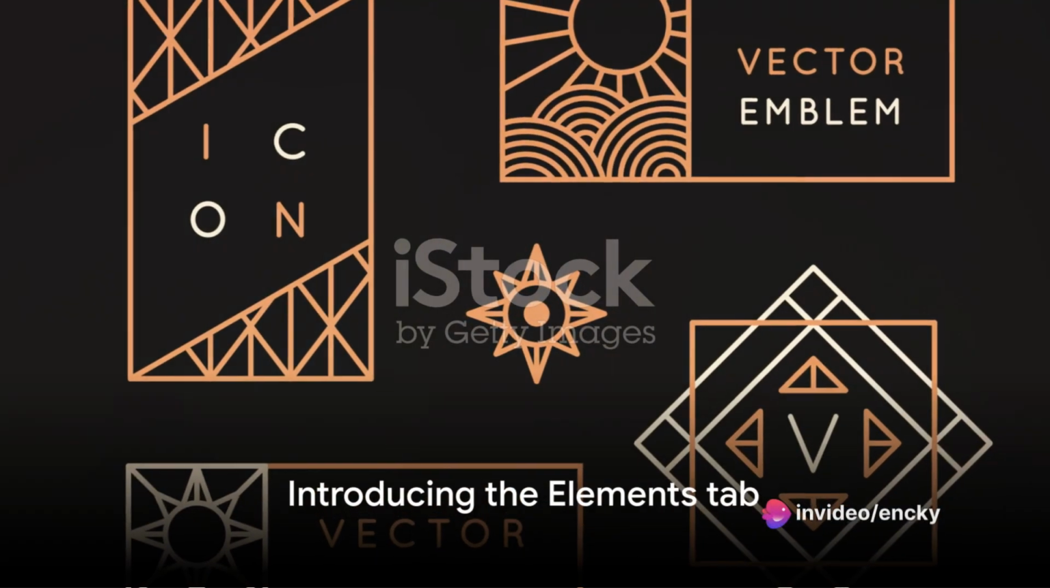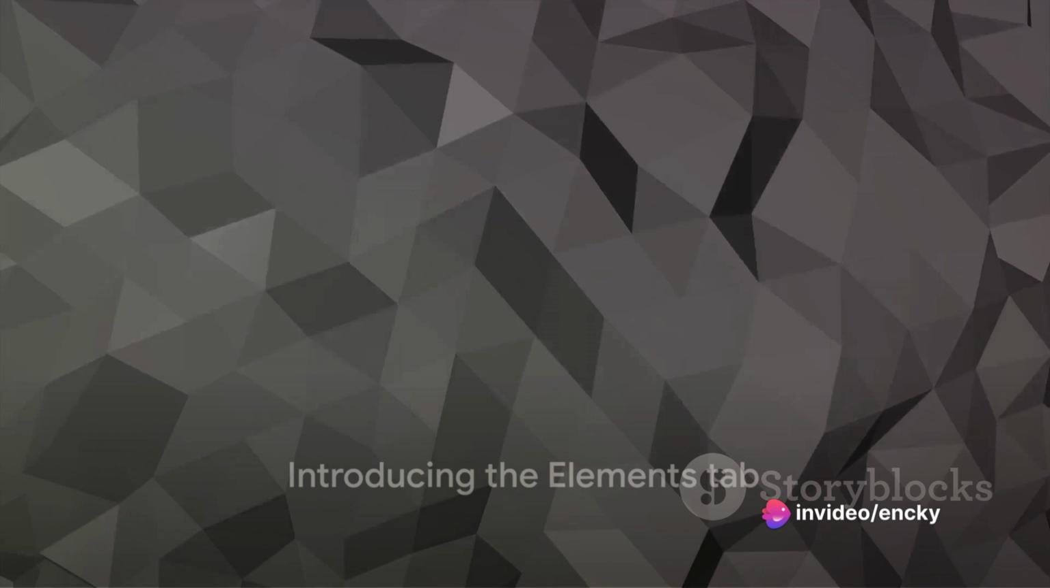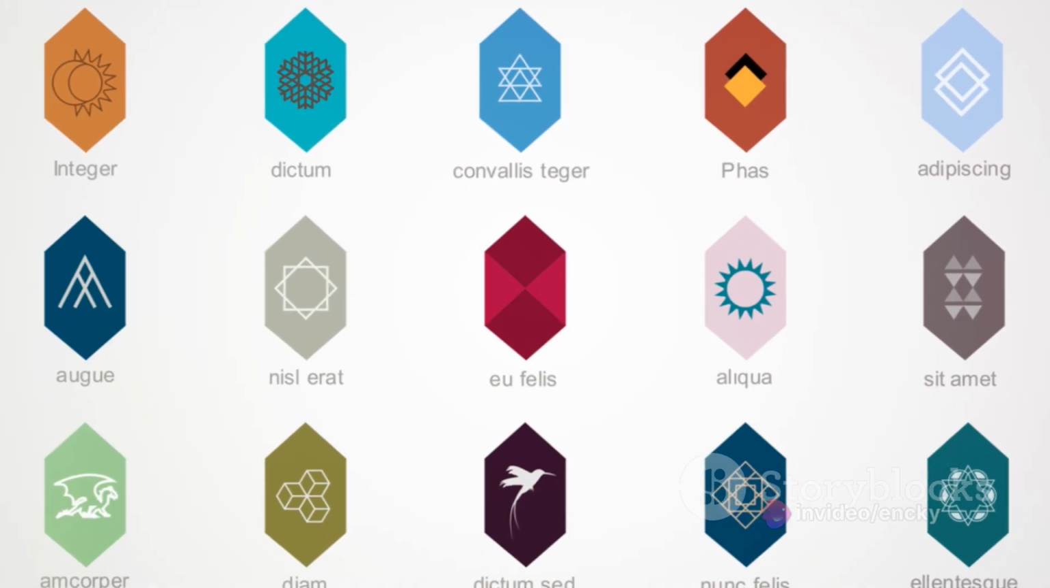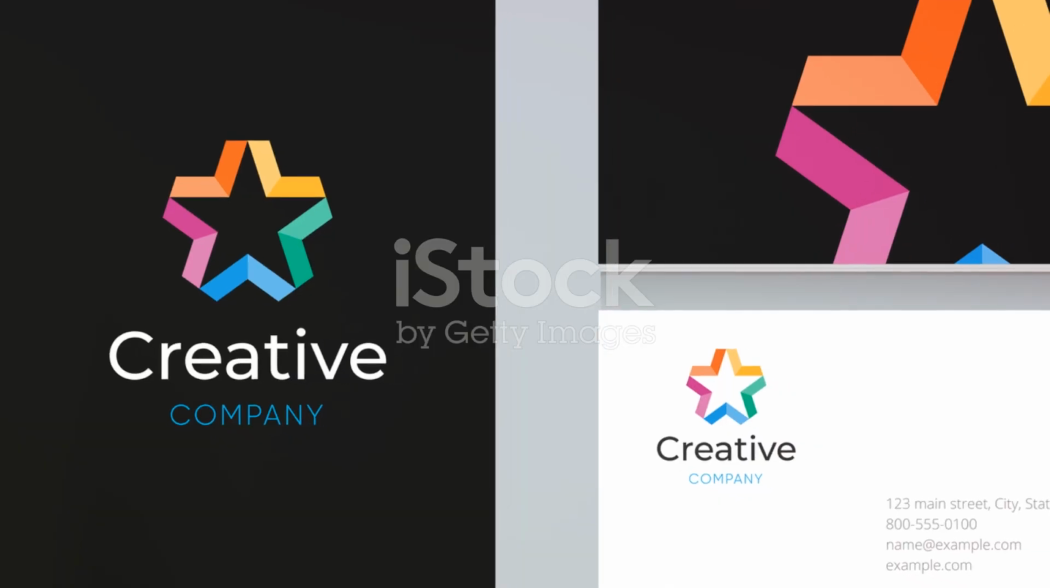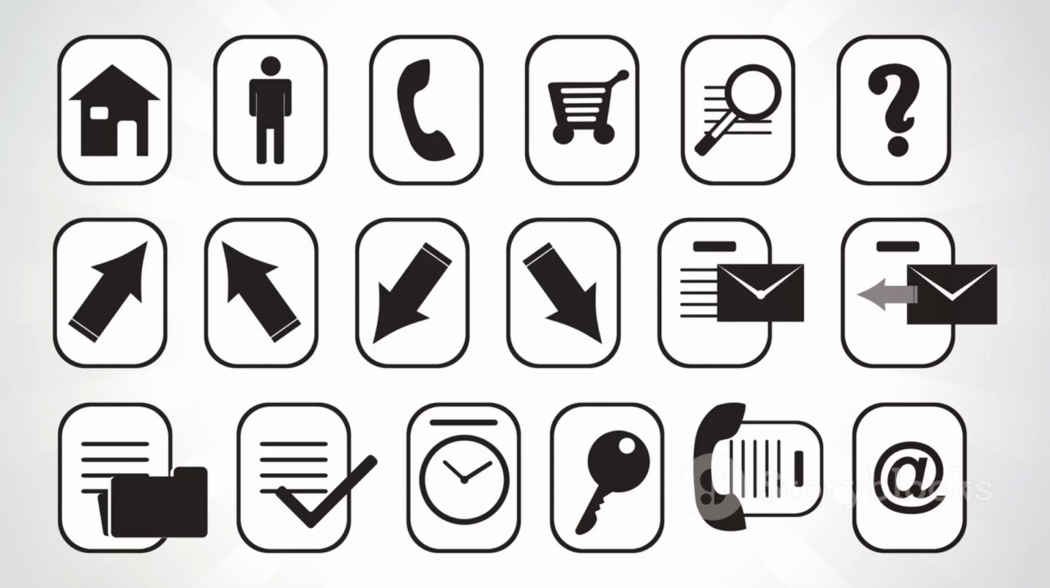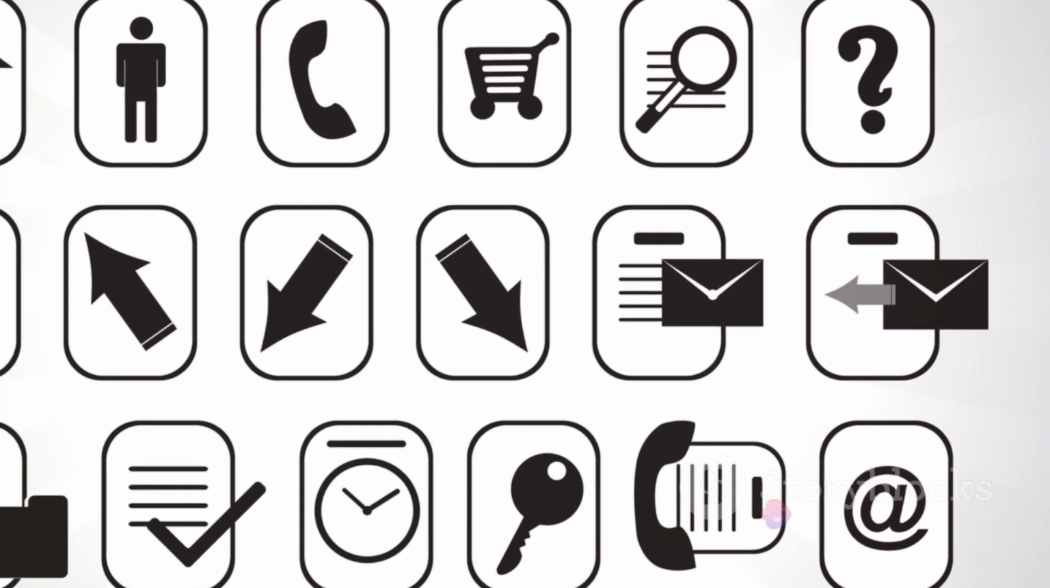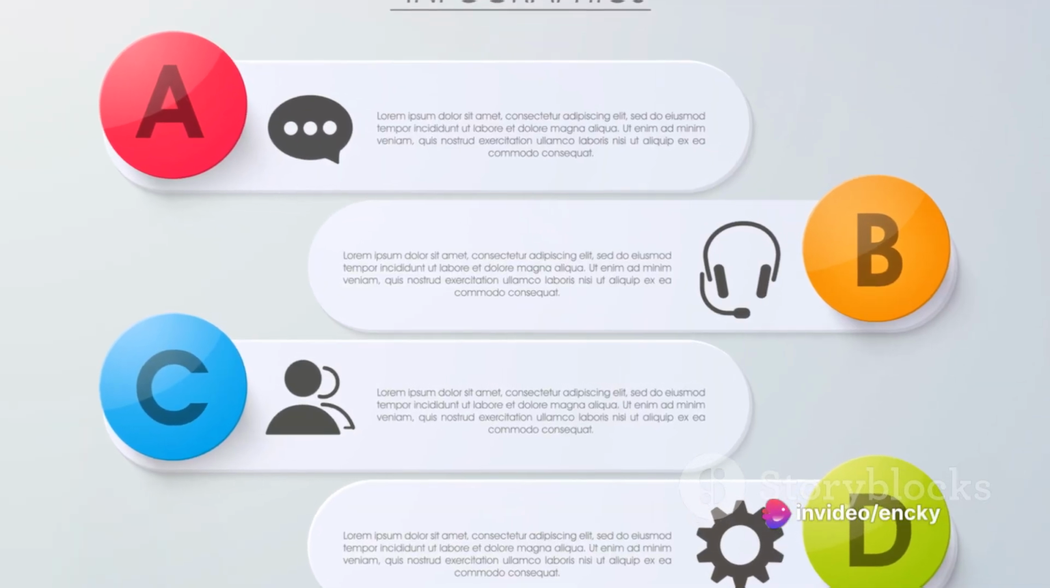Next, it's time to delve into the Elements tab. Search for specific shapes or icons that could form the base of your logo. Remember, you have the power to customize the color and size to fit your brand aesthetic. Don't be afraid to experiment with different options until you find that perfect element.